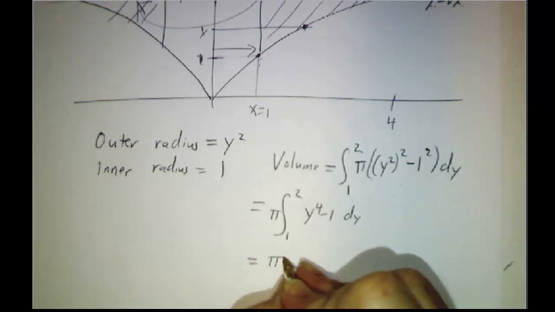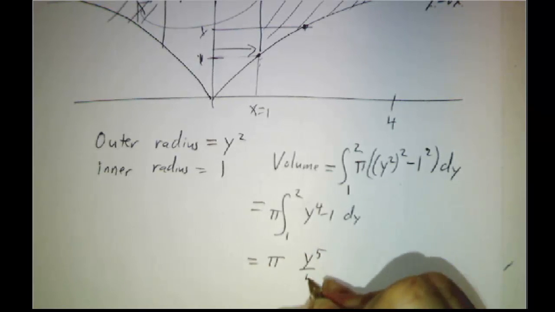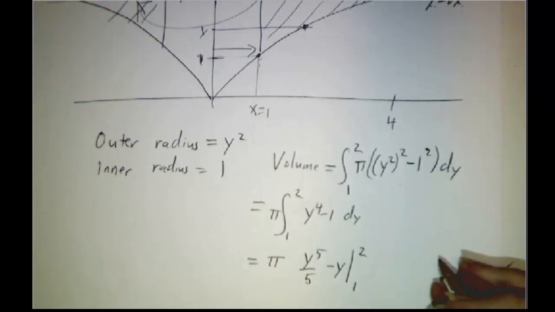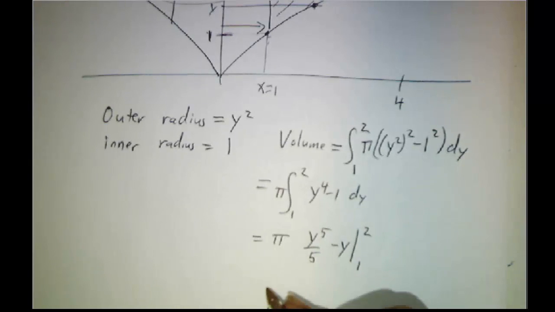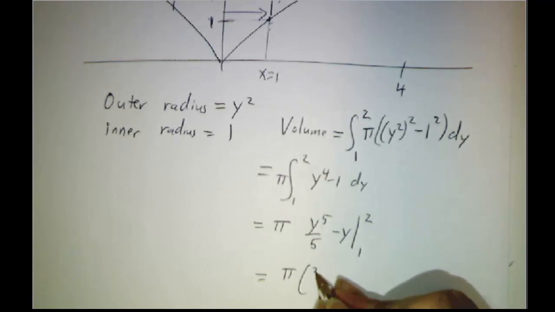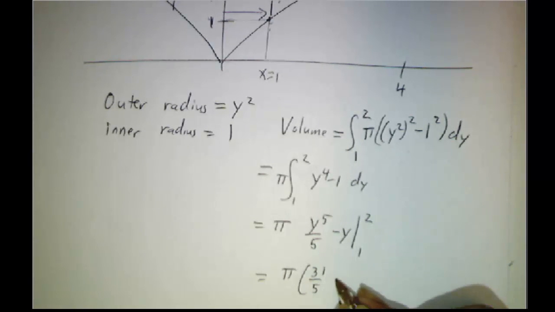And that is pi times y to the 5th over 5 minus y, evaluated at 2 and at 1. So that's pi times 31/5 minus 1, which is 26 pi over 5.